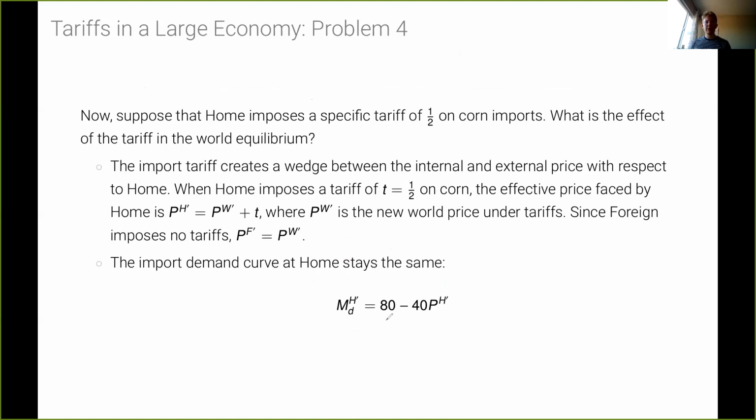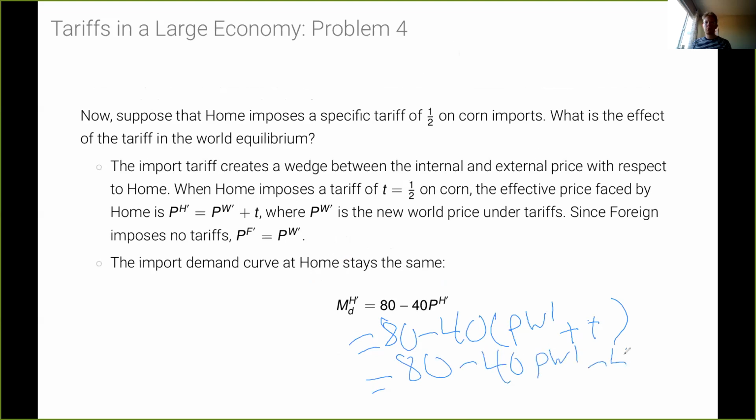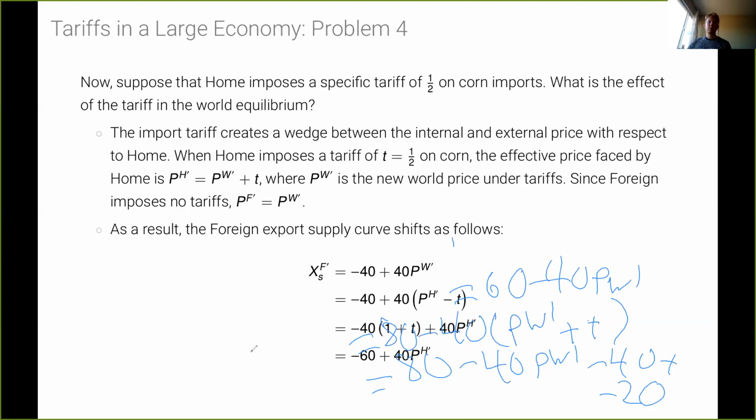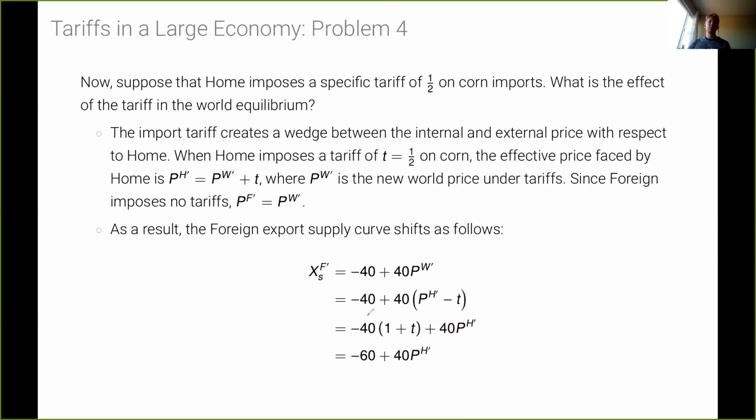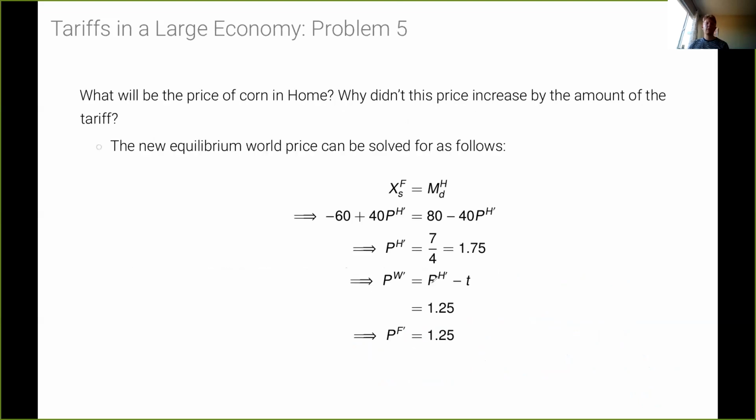Okay. If you want to see how to do that, we just instead here would have plugged in 40 PW prime plus T. And so that would be an equivalent way to solve it. And then you just multiply everything out. So you get 80 minus 40 P prime minus 40 times T. And T is half, so this would just be negative 20. And so what you get is that this is equal to 60 minus 40 PW prime. Okay. And then you could set that equal to foreign's export supply curve, and you should get that the price is the same.